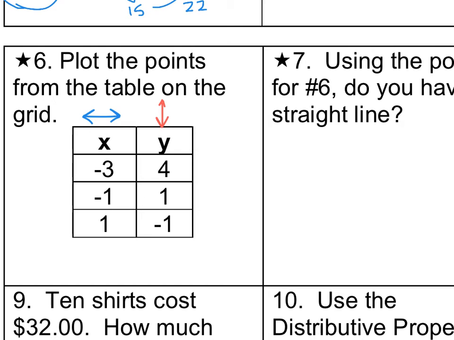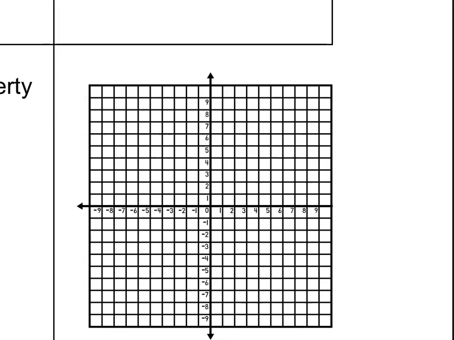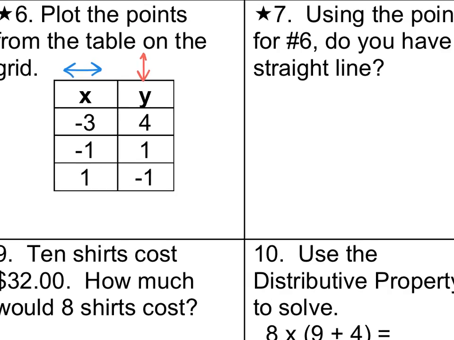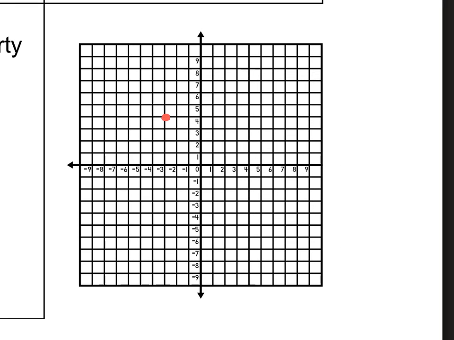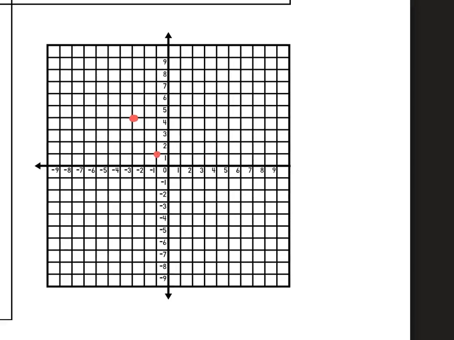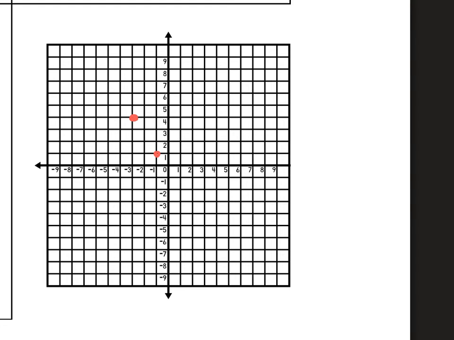-3, +4 is our first one. So -3, +4 would be left 3 from 0, 0, up 4 right here. Right, then we've got -1, +1, -1, +1. Then we have +1, -1. So that's right 1, down 1.